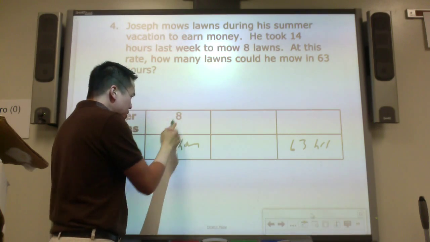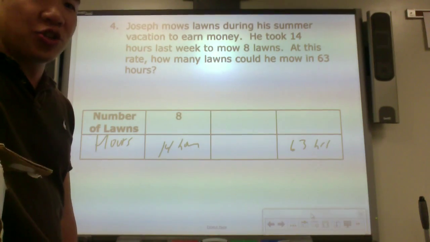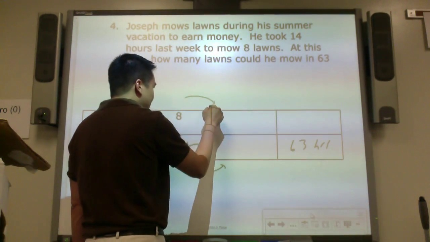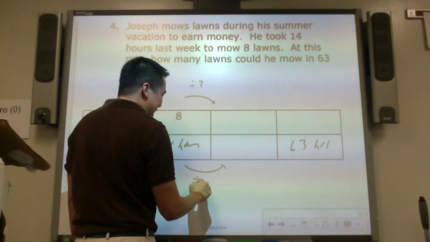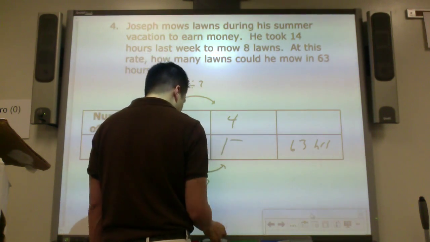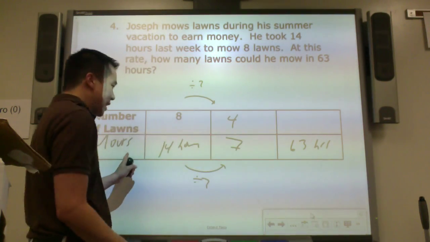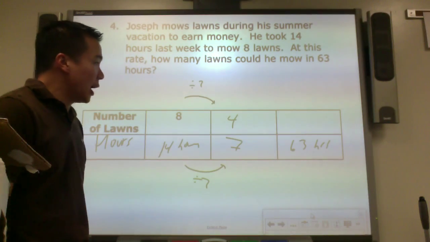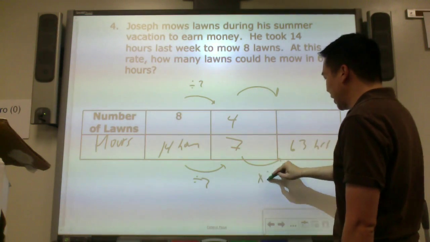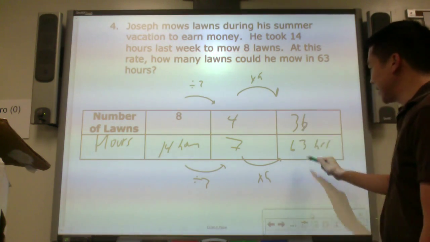So let's look closely. What do you notice about these two numbers, the two quantities in the ratio? Can it be simplified? I think it can. Let's break this down by 2. We're going to scale it down by 2. So that's 4 and 7. 4 lawns takes 7 hours. Now can you build it up to 63 hours by 9? By 9, 36 lawns will take 63 hours.